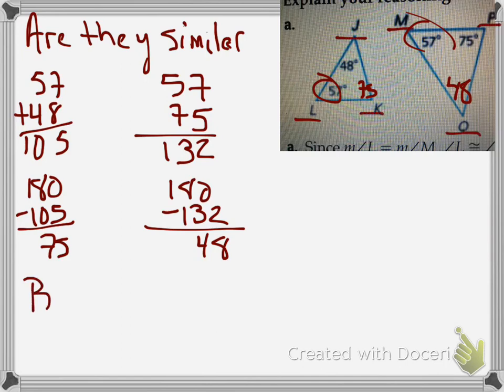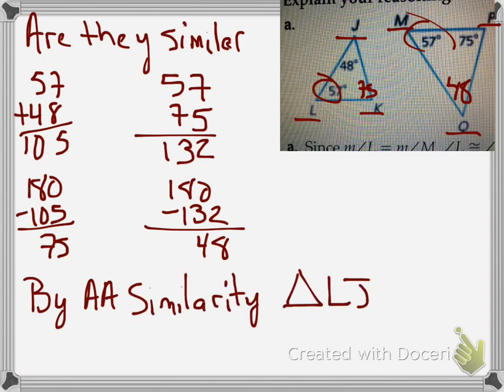So, based on this, I can say by the angle-angle similarity, triangle LJK is similar to triangle MQP. Now notice how I make sure angle L and angle M are matched up. Angle J and angle Q have the same measure, so I match those up. Angle K and angle P have the same measure, so I match those up.